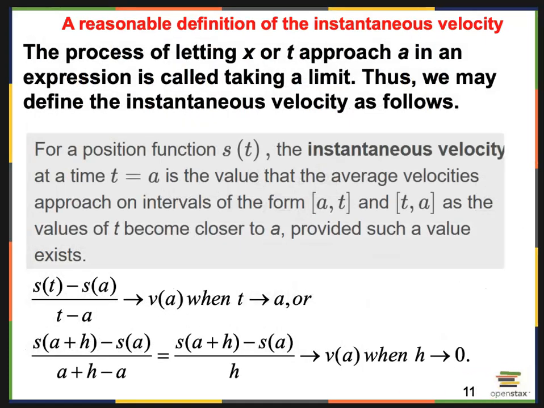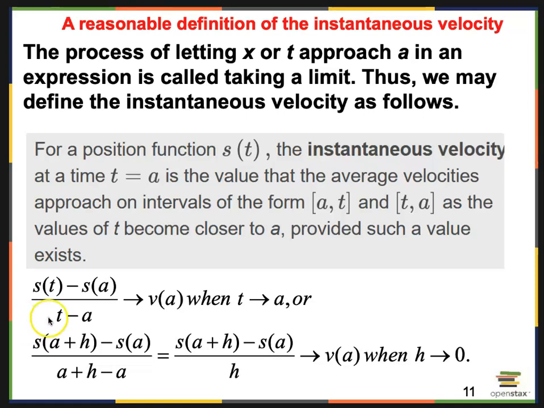All right, let's go back to that instantaneous velocity. The process of letting x or t approach a in an expression is called taking a limit. Now this is the limit concept. Thus we may define the instantaneous velocity as follows. For a position function s of t, the instantaneous velocity at time t equals a is the value that the average velocities approach on intervals of the form a to t and t to a as the value of t becomes closer to a, provided such a value exists.